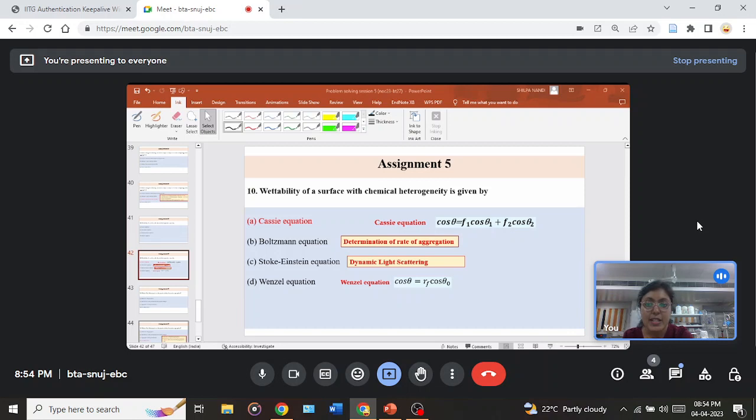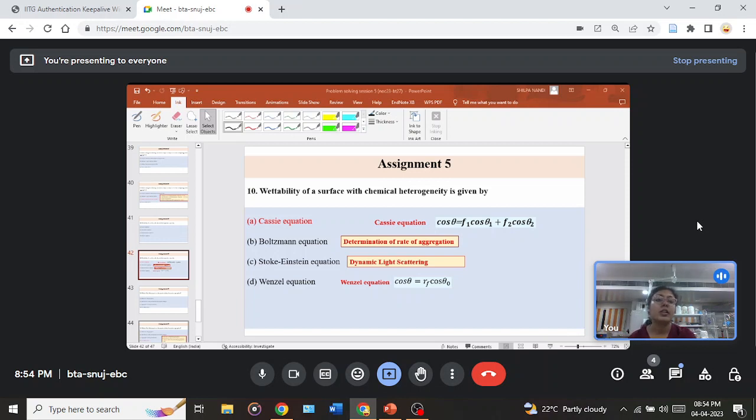Option C you have is the Stokes-Einstein equation, which we already discussed in a few of the previous questions. It is the basis for dynamic light scattering, and the equation is given as dH is equal to kBT divided by 3 pi eta d. kB is your Boltzmann constant, T is the absolute temperature in Kelvin, eta is the viscosity and d is the diffusion coefficient.